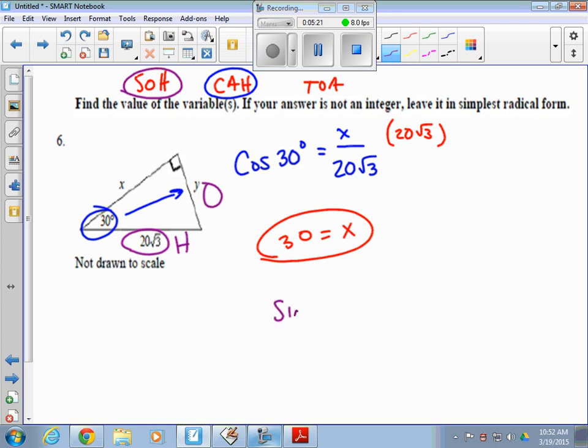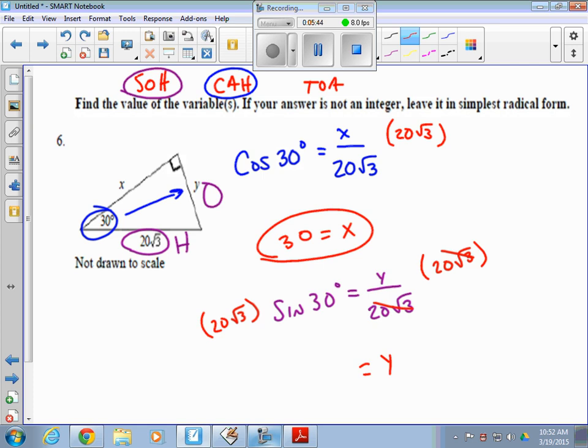So sine of 30 degrees is equal to the opposite, which is y, over the hypotenuse, 20 square root of 3. Again, to get y by itself, just like a minute ago, undo the division by 20 square root of 3 by multiplying both sides by 20 square root of 3. It'll cancel here and give you y. So 20 square root of 3 times the sine of 30 degrees is going to be 17.3. So your y value is 17.3.